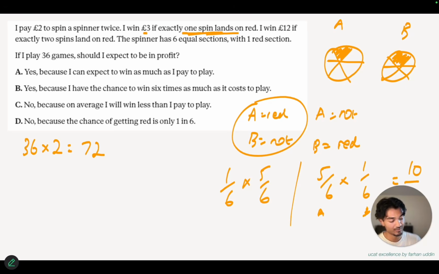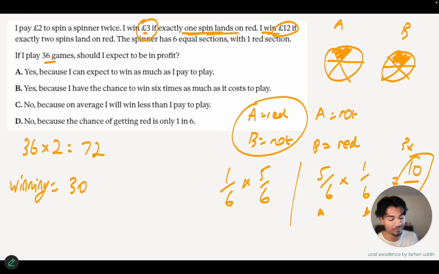So 10 times out of 36, you are going to win £3. So how much do you win? If you play 36 games, you win 3 times 10, which gives you 30. So winnings equals 30. But we've also got one more here.